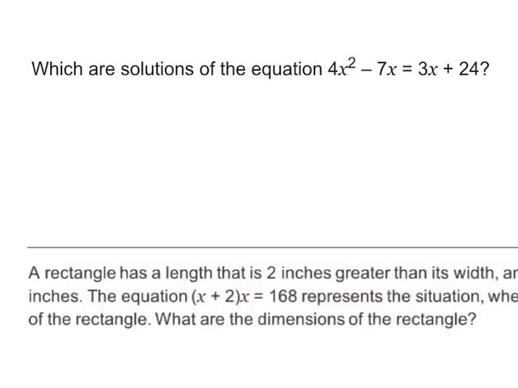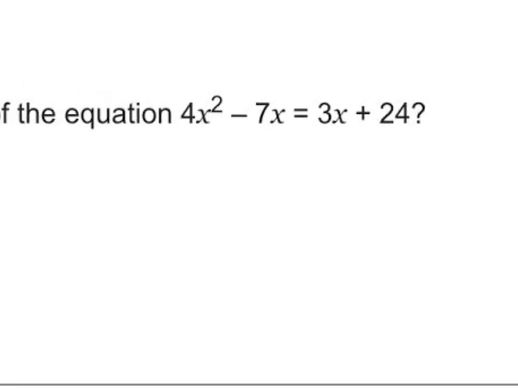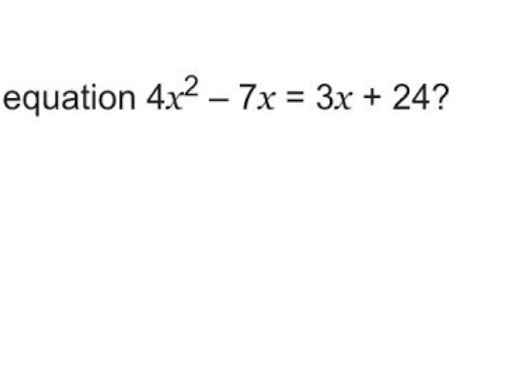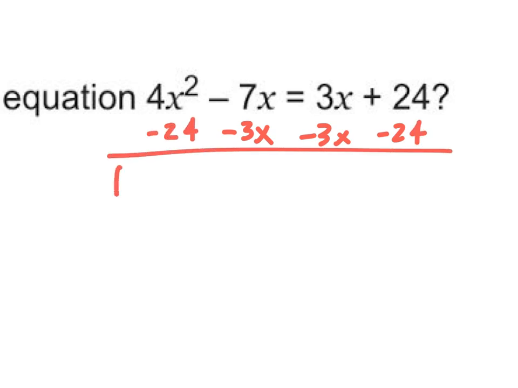This is the equation 4x squared minus 7x is equal to 3x plus 24. What I want to do is get everything on one side of the equal sign, set it equal to 0, and then we'll factor and solve. So I'm going to subtract 3x from both sides, and I'm also going to subtract 24. As a result, we get 4x squared minus 10x, since negative 7x minus 3x gives me minus 10x, and then minus 24, set equal to 0.